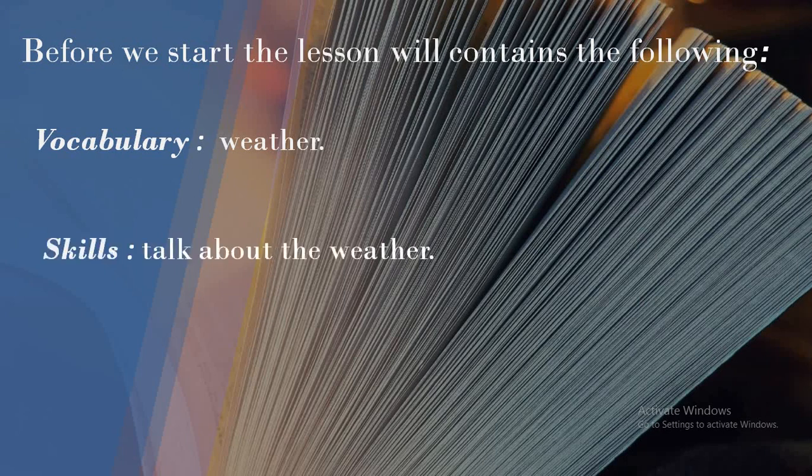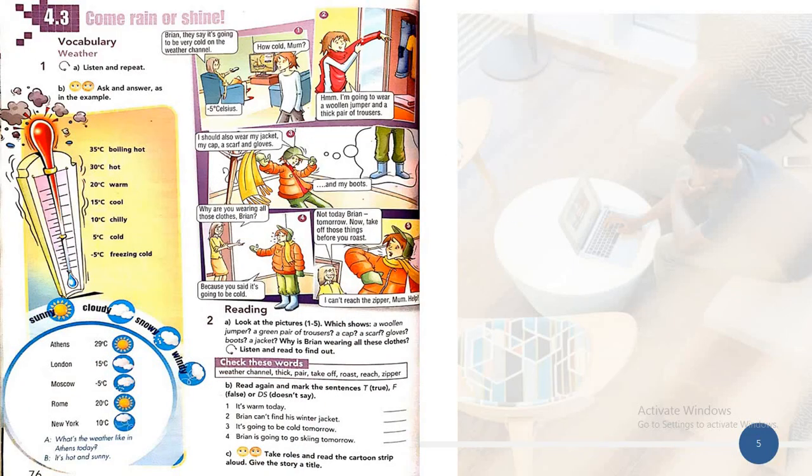Nice. Now, before we start, the lesson will contain the following. So we have vocabulary, weather, and we have skills. Talk about the weather. So the main two components in our lesson today are weather and talking about the weather. So let's go directly to the page.